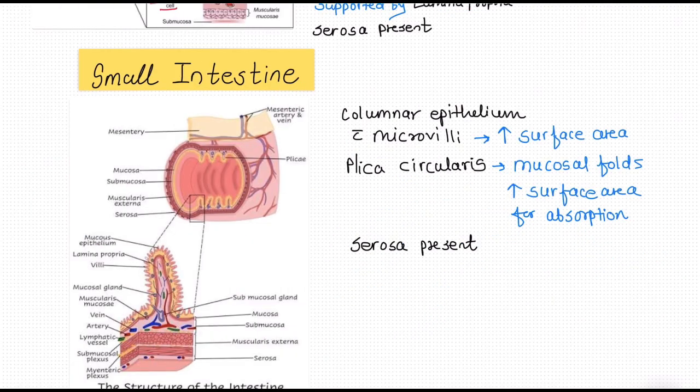In this section of the small intestine, you can see the lumen here. Then there is mucosa again, then submucosa, muscularis externa and serosa, the basic structure. But here some difference is there, which is the epithelium which lines the cavity. Here is the columnar epithelium, and this columnar epithelium has microvilli, and these microvilli help in increasing surface area. Because of the increased surface area, absorption will increase.